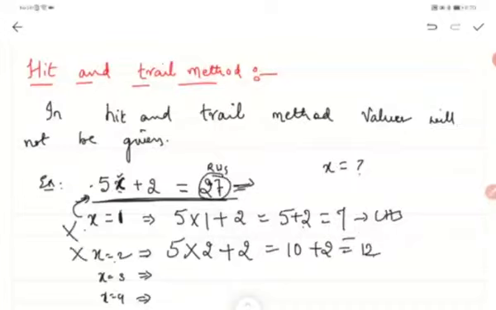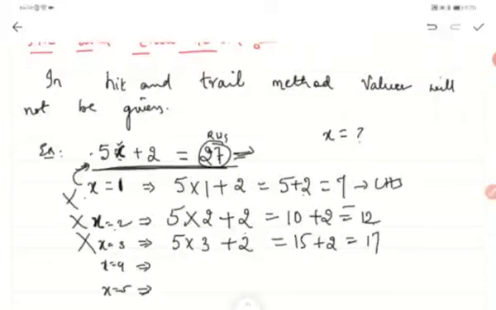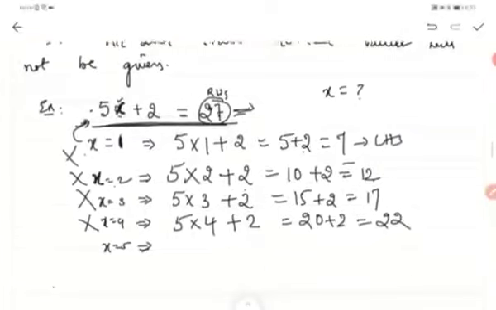So when you put x equal to 2 in this, you are getting 12. So again it is not true for x equal to 2. What about x equal to 3? 5 into 3 plus 2: 5 threes are 15, plus 2, you have got 17. Again this is not true. If I put the x value as 4, 5 into 4 plus 2 is 20 plus 2, which is 22. For x equal to 4 it is also not true.